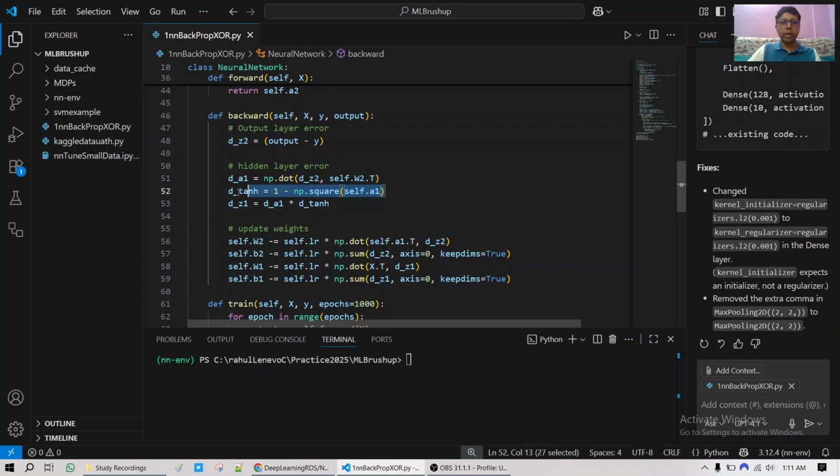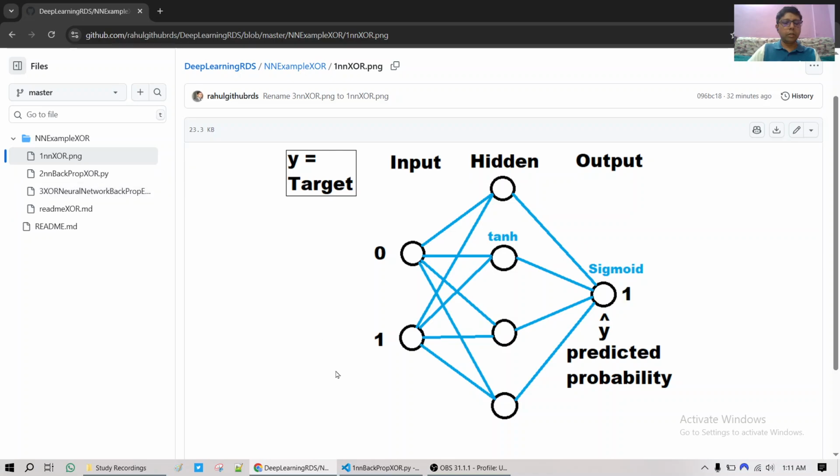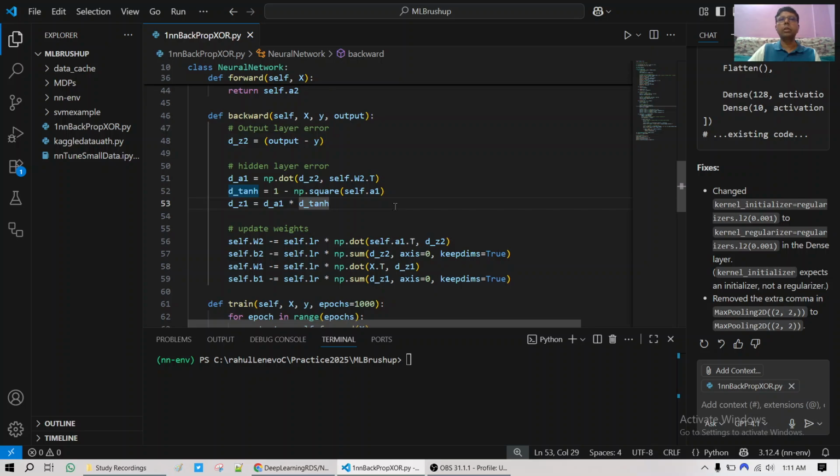And then we can see the tanh and sigmoid derivatives. This is what we call the gradient, because we want to tell the neural network.